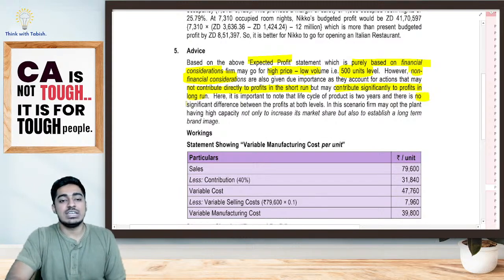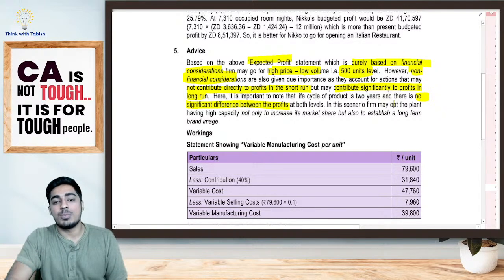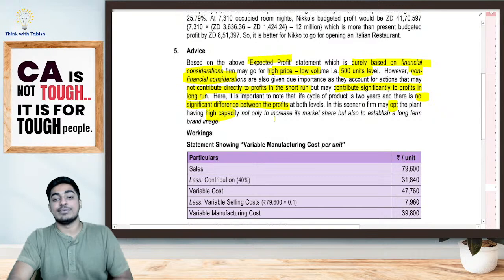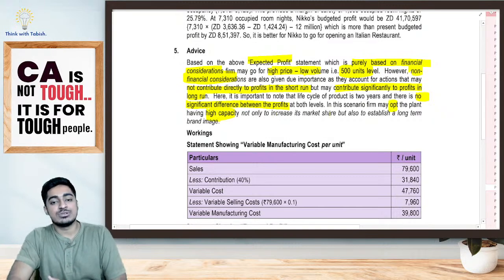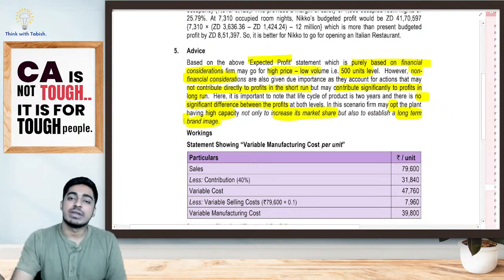There is no significant difference in the profit. I have told you that. So the firm may opt for high capacity. Why? Because firstly, it will help us to increase our market share, and second, for the long term, it will help us to create a brand value.